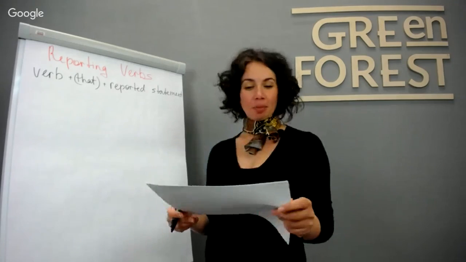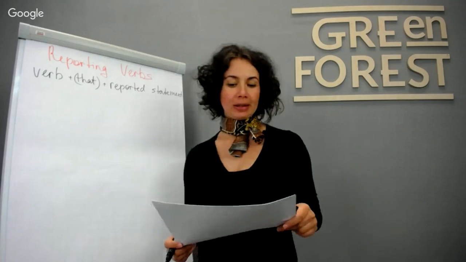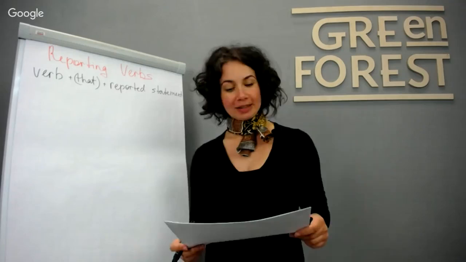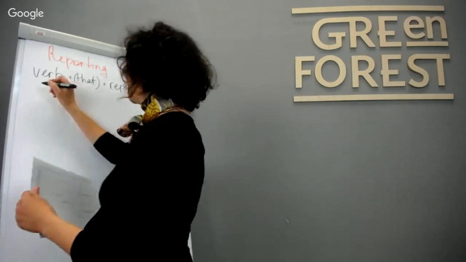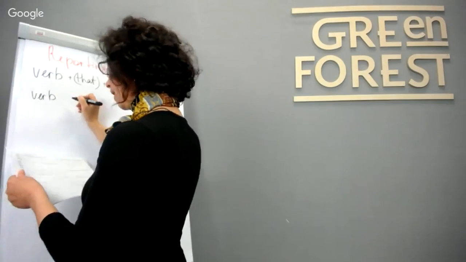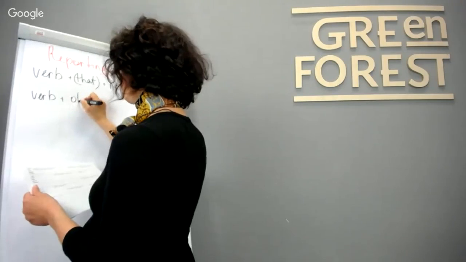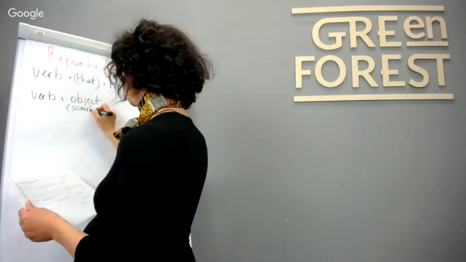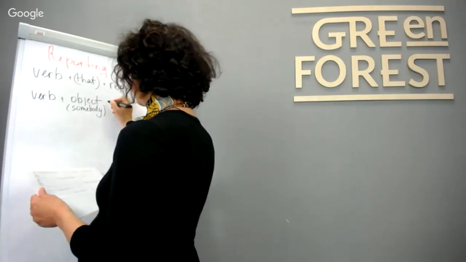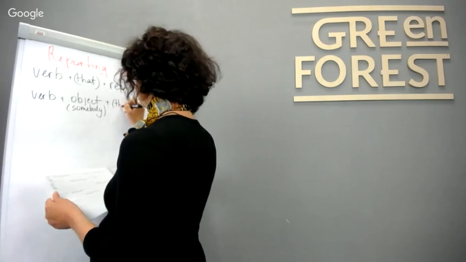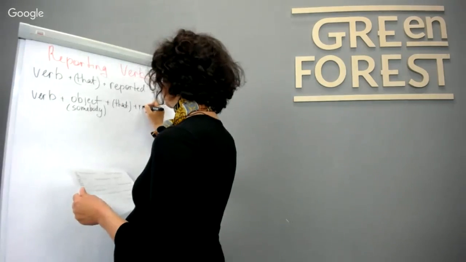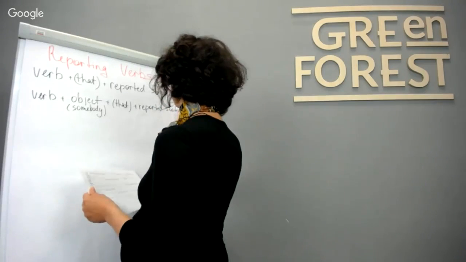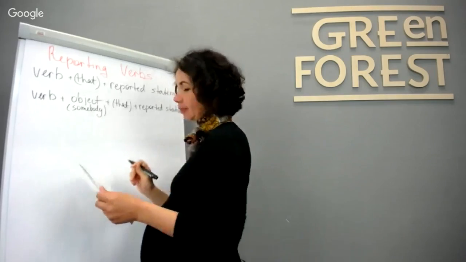According to my table, which I have prepared, we have here such verbs as admit, deny, regret, agree, claim, promise, complain, insist, recommend, suggest, demand. Verbs after which we can use an object. Object, that means somebody. And after that, again, we will use that, which is optional, and a reported statement.